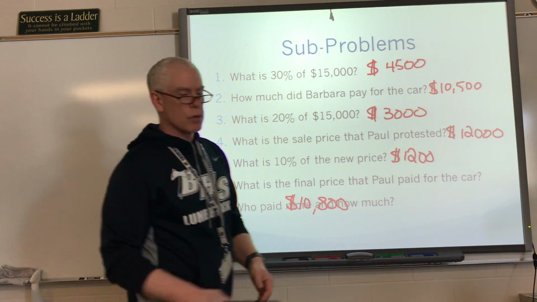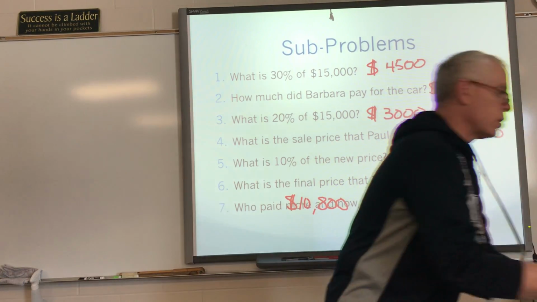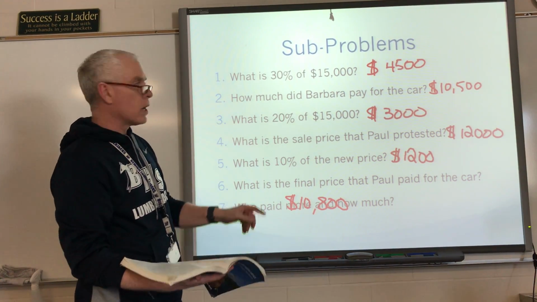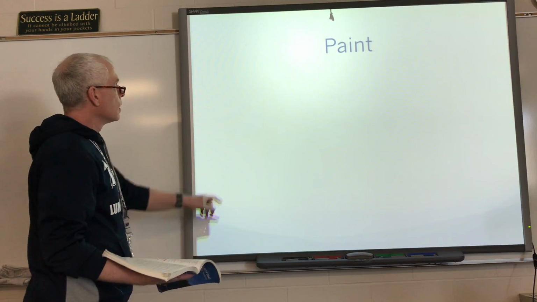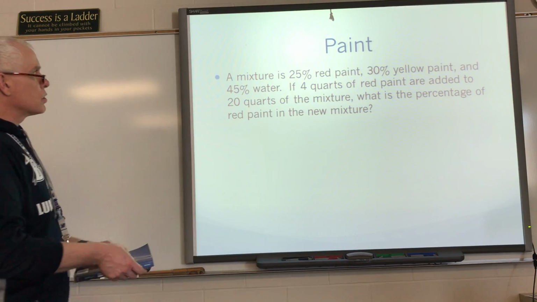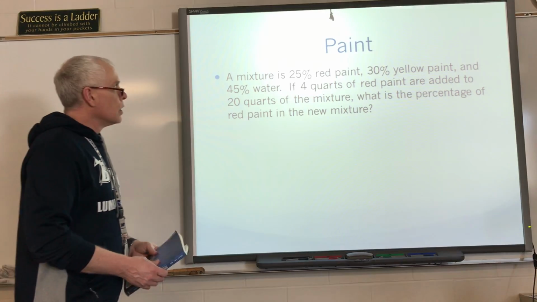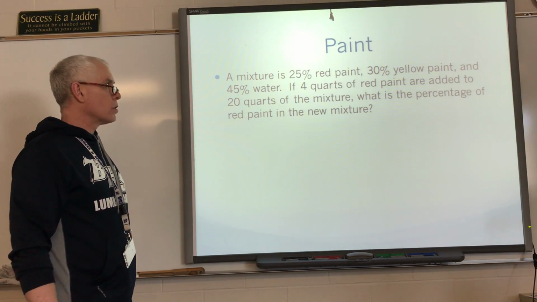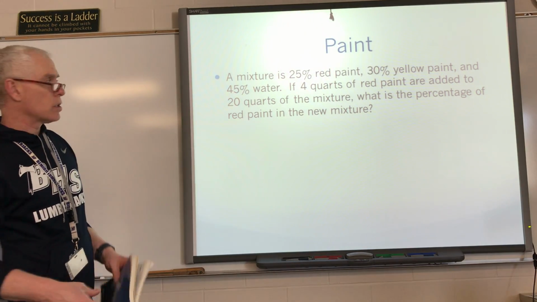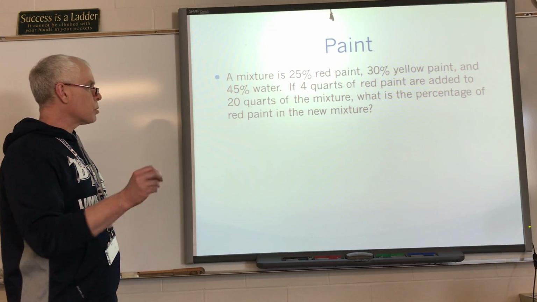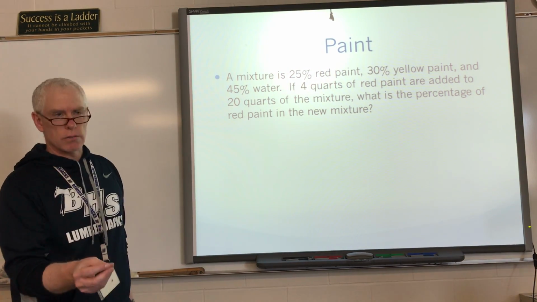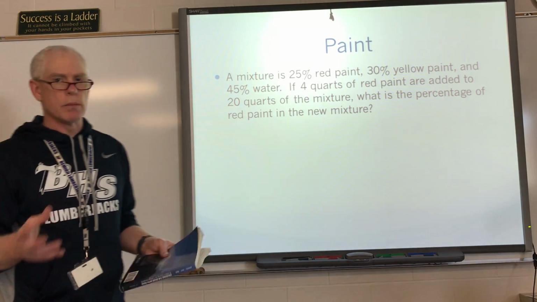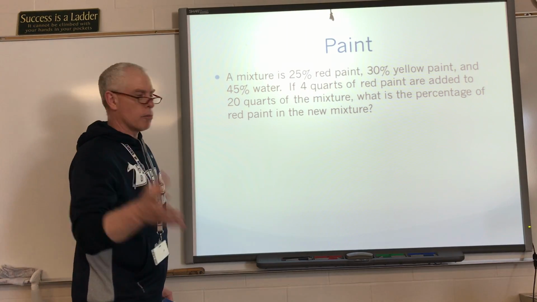So that takes us through the first example. Let's look at the next one that goes along with it in the book. It's called Paint. It's on page 184. And here's this one. A mixture is 25% red paint, 30% yellow paint, and 45% water. If 4 quarts of the red paint are added to the 20 quarts of the original mixture, what is the percentage of red paint in the new mixture? These mixture problems can get confusing sometimes. We're used to doing them with algebra, but we're going to use sub-problems here as we go.